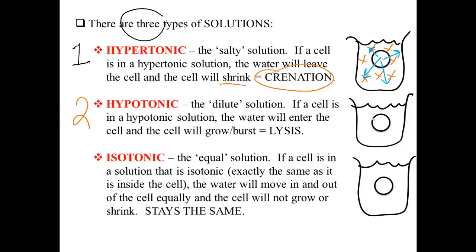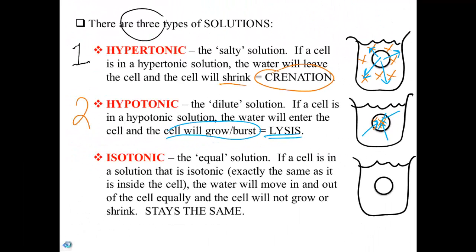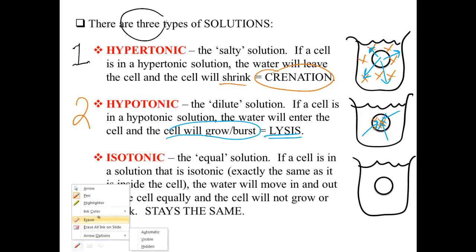The second type of solution that you learned about is the hypotonic solution. Now, hypotonic solution is a dilute solution. So here you've got a cell sitting in a watery solution, so the salts inside the cell are more than the salts or the solutes outside the cell. So there's more stuff in the cell, so water from the dilute solution moves into the cell to dilute it. And the cell gets bigger and sometimes will burst, and we learned last day that that's called lysis.